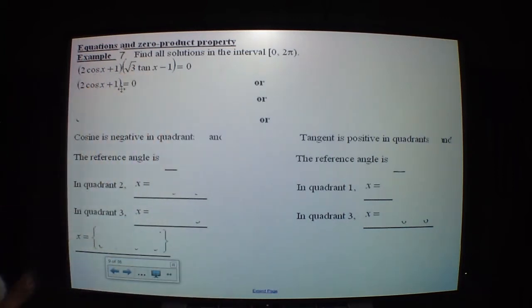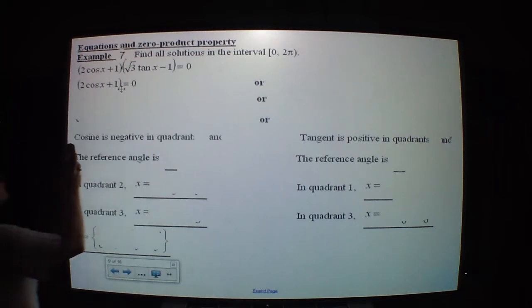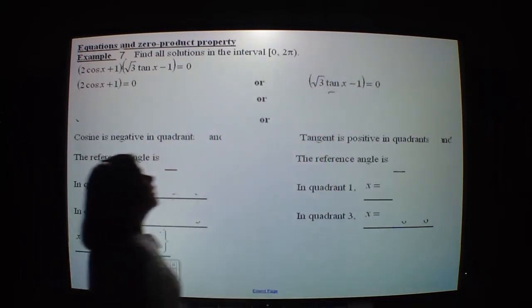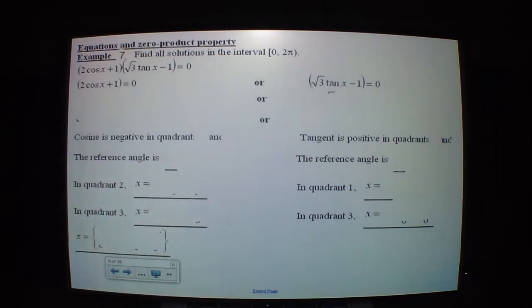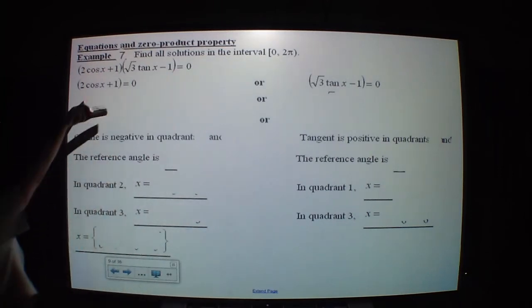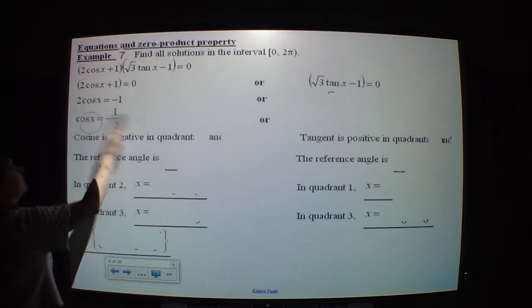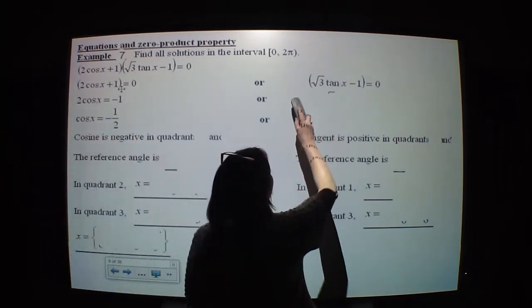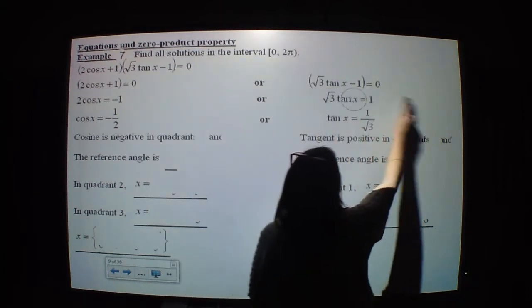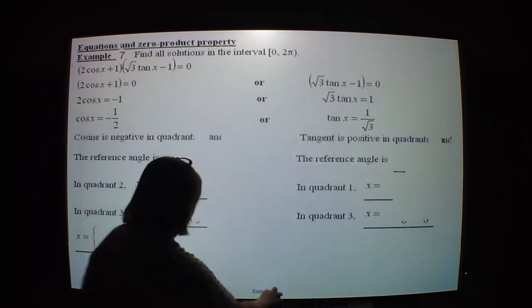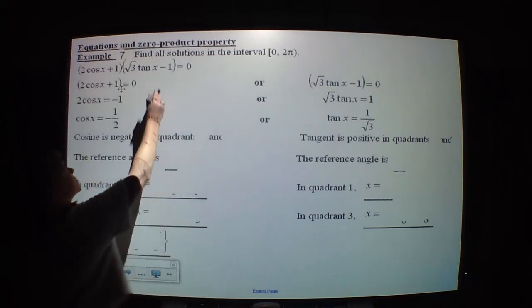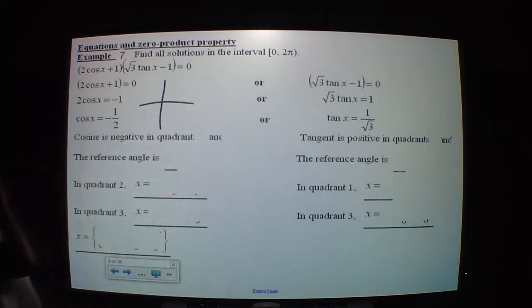Solving 2 cosine of x is equal to 0, or radical 3 tangent of x minus 1 is equal to 0. So we're solving those. So cosine of x is negative 1/2. Tangent of x is positive 1 over radical 3. And I'm leaving the radical in the bottom for now. So let me draw pictures. I think pictures tell it all.